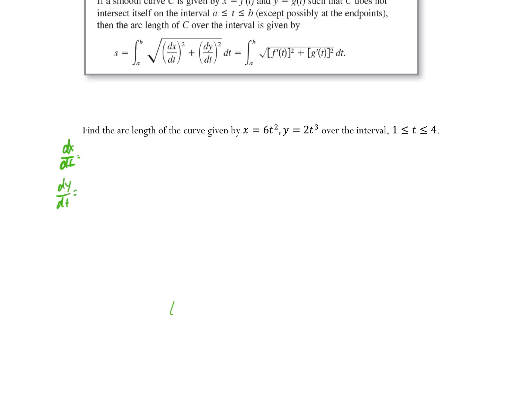What's dx/dt? 12t. dy/dt? 6t squared. So if I want to find the arc length, I integrate from 1 to 4 on the square root of (12t) squared plus (6t) squared dt. And from here, throw it in your calculator.